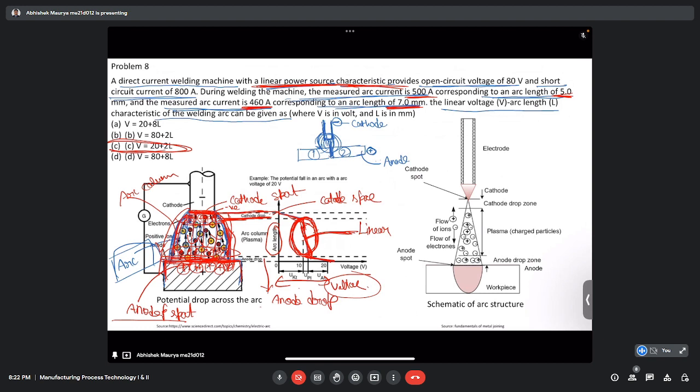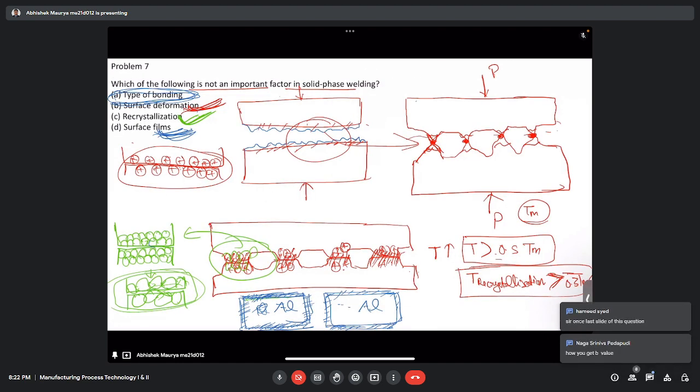So is it clear to everyone? Any of you have any doubt? You can keep your response in the chat box. Okay, Hamid, we will go to the last slide. Okay, how did you get the B value, Naga Srinivas?